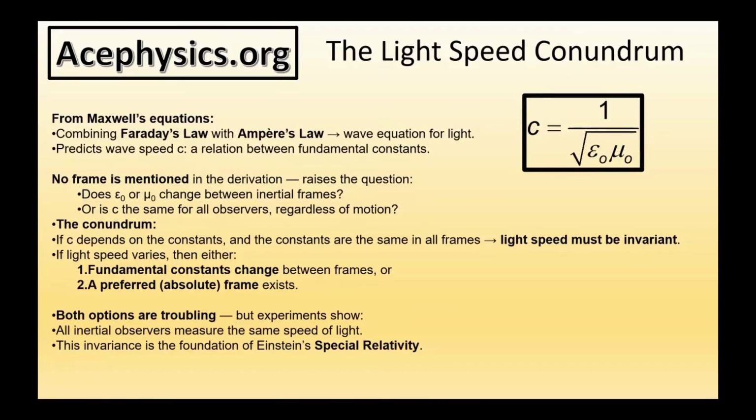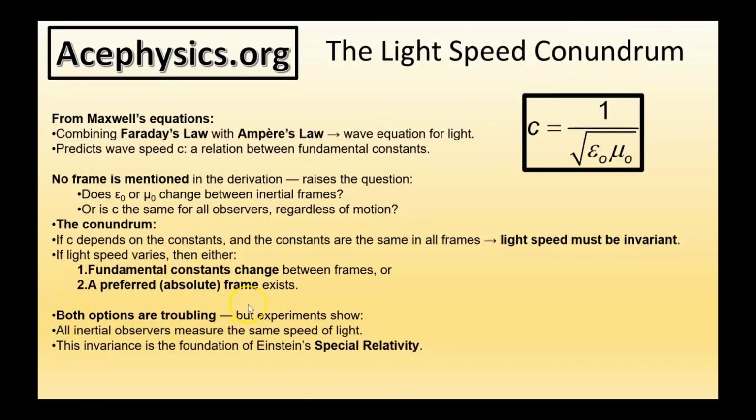So we have to ask, do these constants change between inertial reference frames? Or is the speed of light the same for all observers? That's the conundrum. If c depends on the constants and the constants are the same in all reference frames, then the speed of light must be the same for all inertial reference frames. If the speed of light varies between inertial reference frames, then the fundamental constants must change between inertial reference frames, or there is one special preferred reference frame.